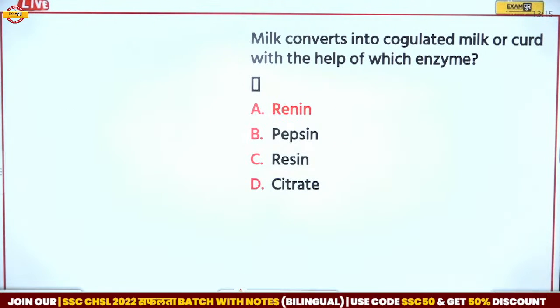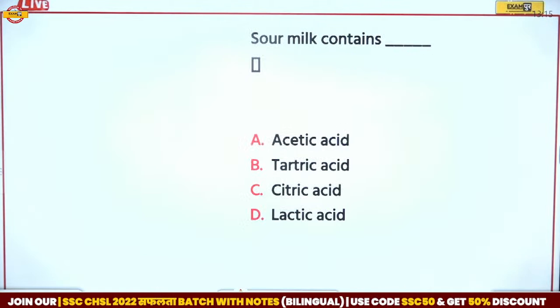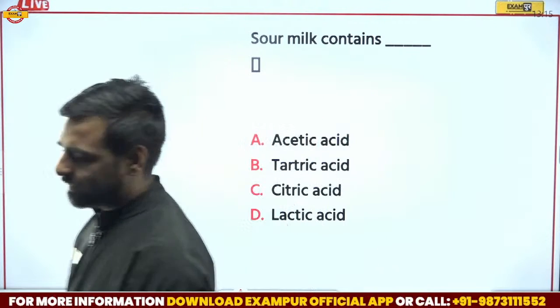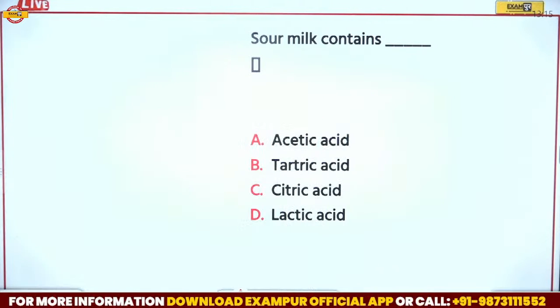Okay, next we have, sour milk contains what? Now I guess everyone can answer this. Sour milk contains what?